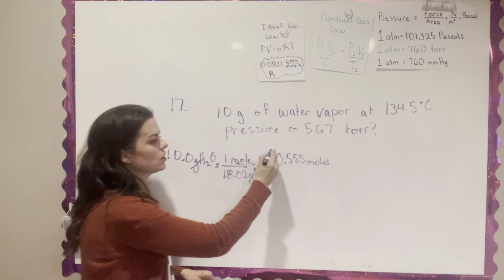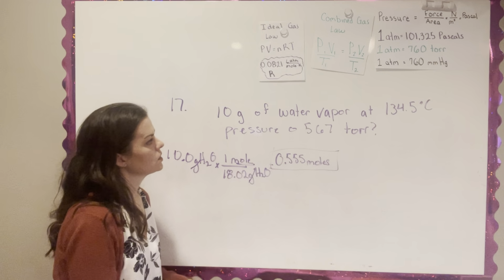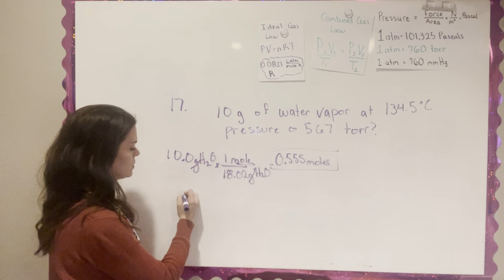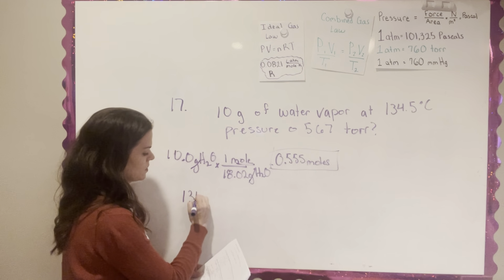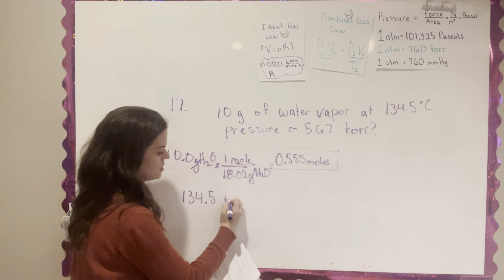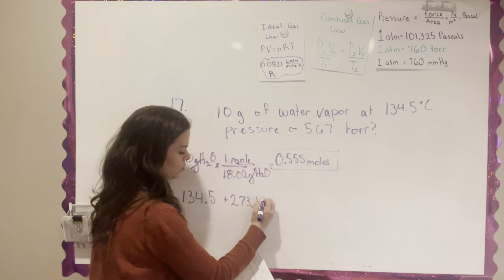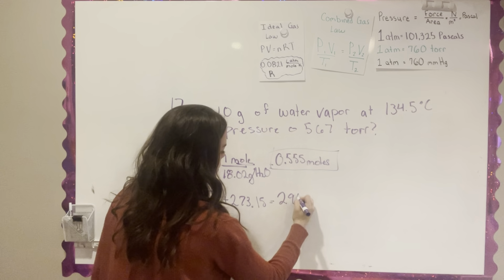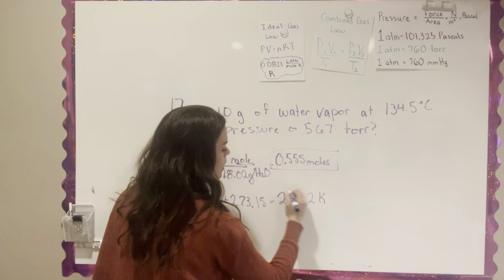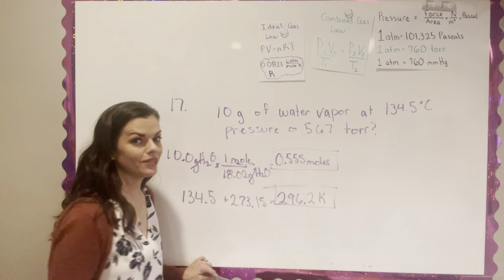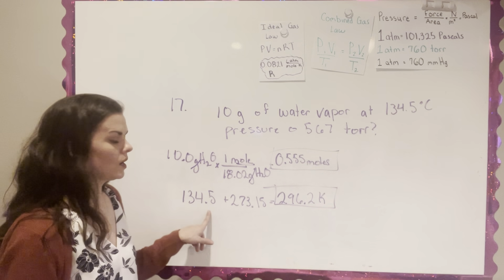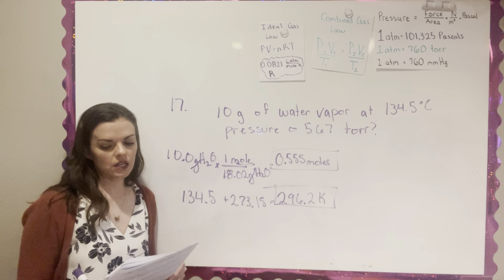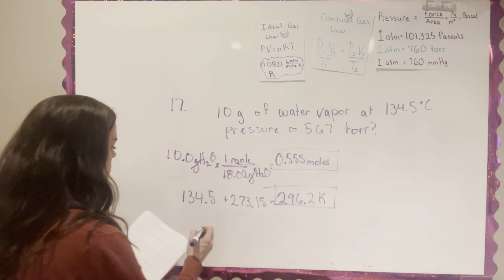All right, the next thing I'm going to convert is the temperature from Celsius to Kelvin. You're just going to take that and add 273.15. You get 296.2 kelvins. I'm reporting that to the tenth of a degree because I started with a tenth of a degree in Celsius. The next thing I'm going to convert is pressure.